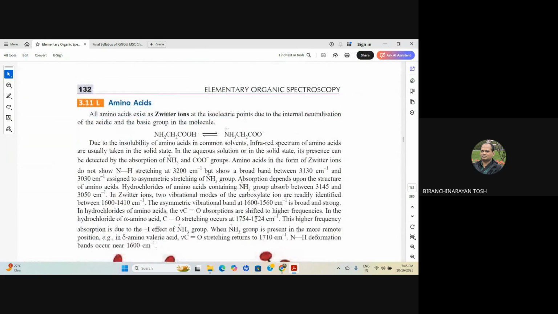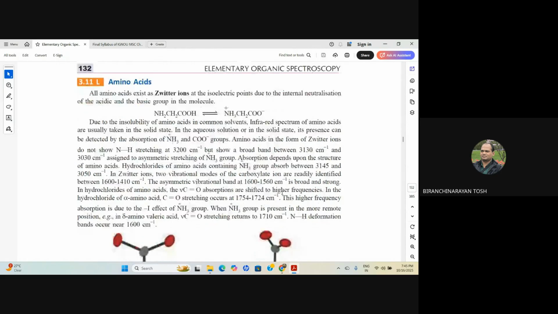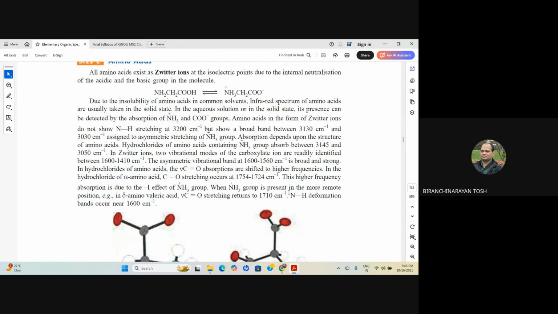Okay, amino acids, as these are zwitterions, are more polar. So that's why the C=O stretching occurs at 1754 to 1724, still higher. The asymmetric vibrational band for the double bond is at 1600 to 1560. As in the zwitterion, two vibrational modes of the carboxylate ion are readily identified between 1600 and 1410.